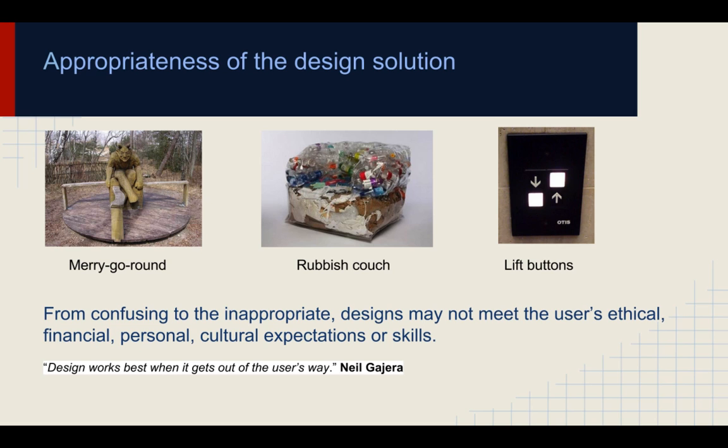When we look at the lift buttons, quite often we understand the idea of the function of a button for the lift, but my question would be, which one is up and which one is down? If we just swapped one arrow with one button, we have a far better solution straight away. So it's really important to understand that the appropriateness of the design is one thing that needs to be considered. And we've got a quote there, design works best when it gets out of the user's way.